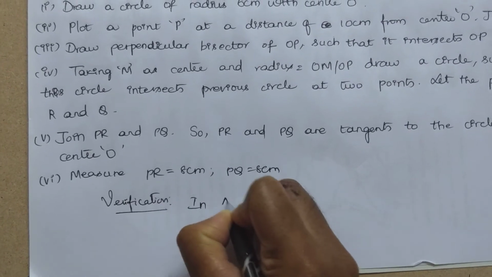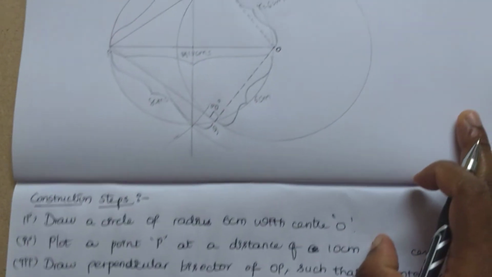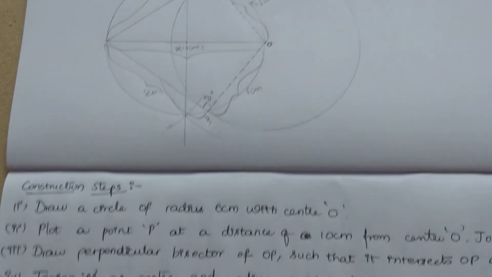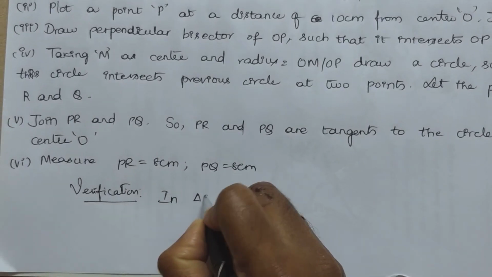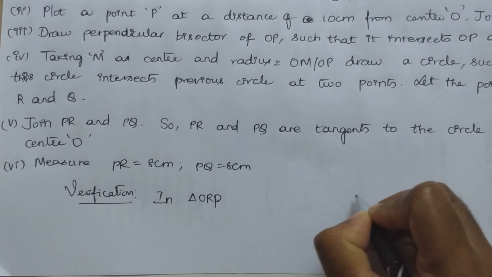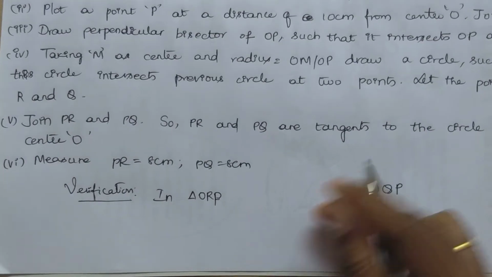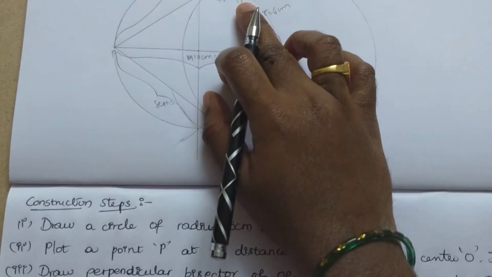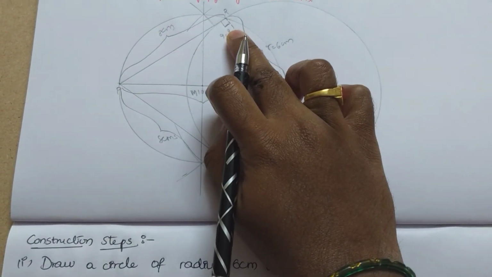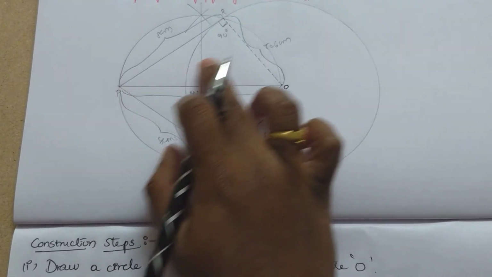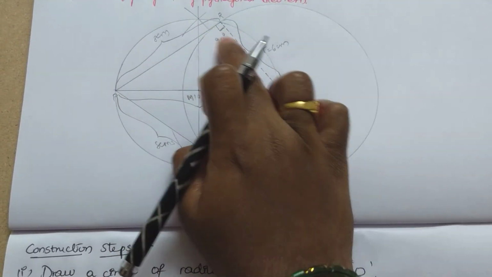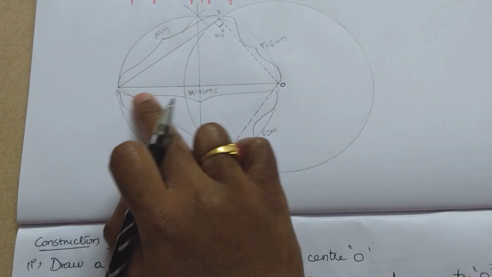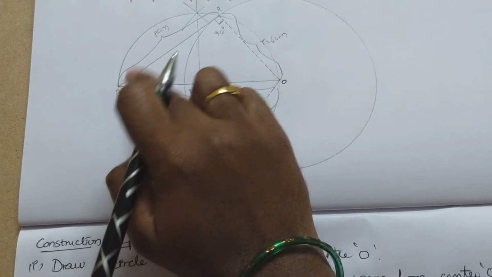Two triangles are formed, right? One is triangle ORP, the other one is triangle OQP. In triangle ORP, when you consider here, the right angle is formed at R. It means, as per Pythagoras theorem, hypotenuse square equals side square plus side square. Correct? So what can we write? PO square equals OR square plus PR square.